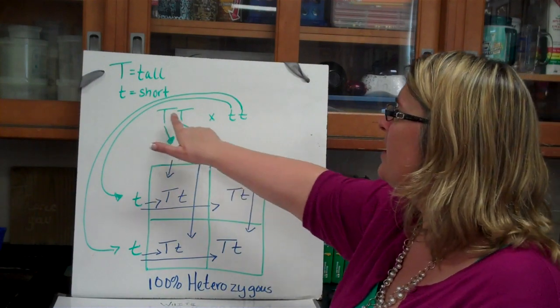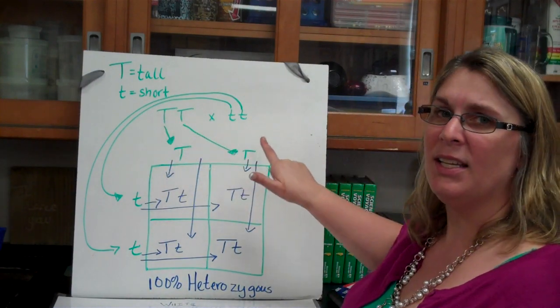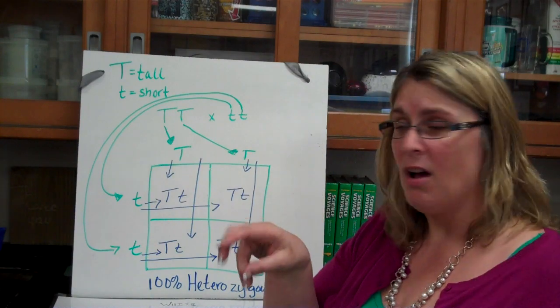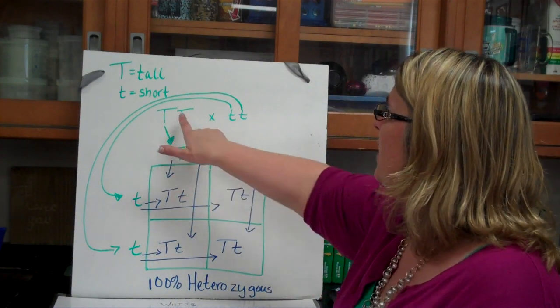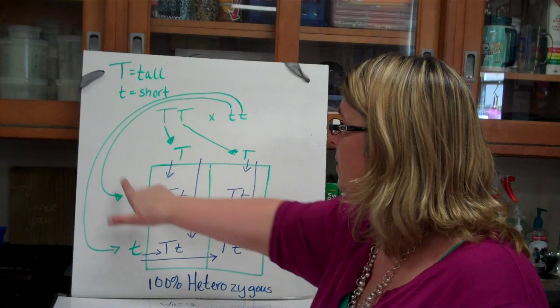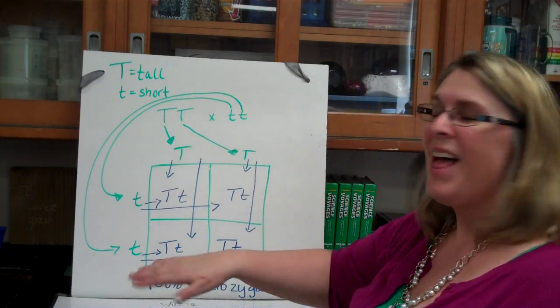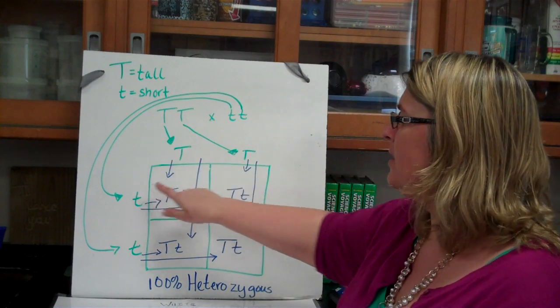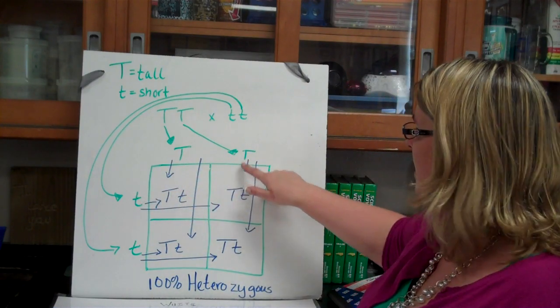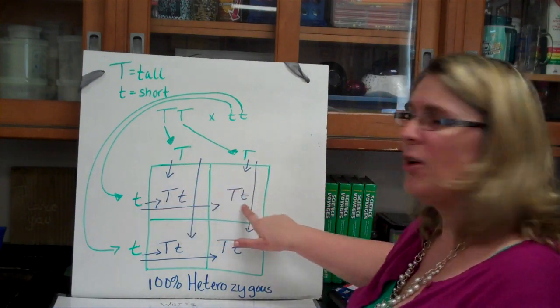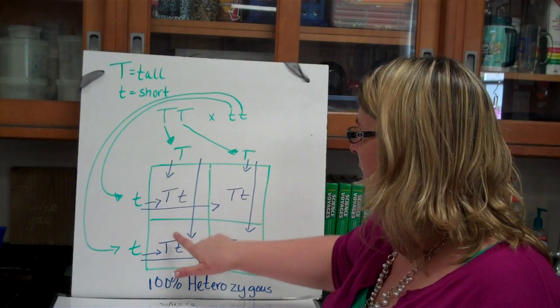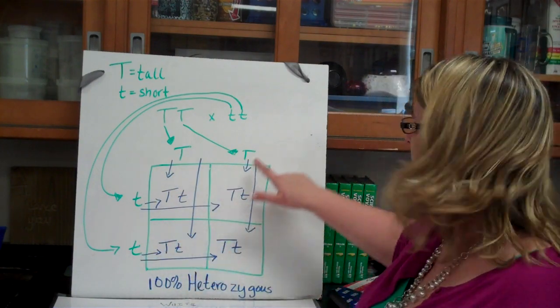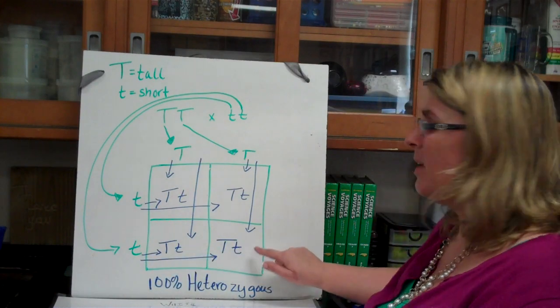What we do is we write down big T times little t. That's what we call a genetic cross. We take a big T and put it here, and a big T and put it here. We take a little t and put it here, and a little t and put it here. Then it's kind of like a multiplication table where you bring this down to this box and this over here, and you have big T, little t. Same thing here, down and over, big T, little t. Down and over, big T, little t. Down and over, we have big T, little t.